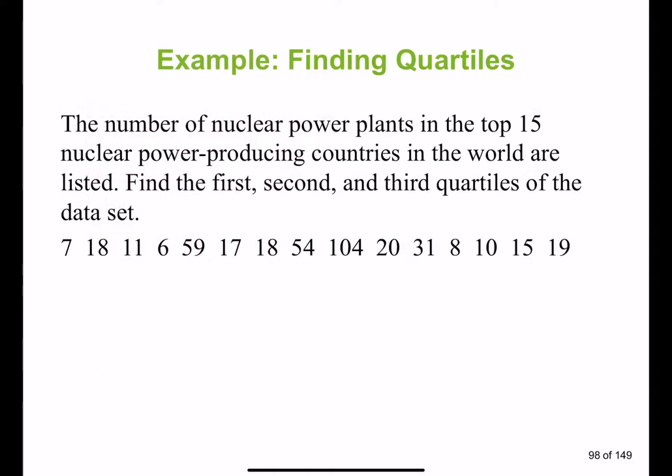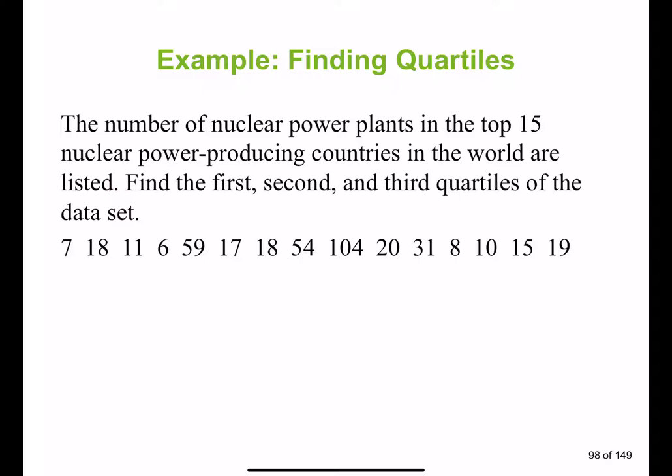Okay. So here is an example, finding quartiles. So let's see where we can use this quartile. The number of nuclear power plants in the top 15 nuclear power producing countries in the world are listed. Find the first, second, and third quartile of the data set. Okay, there are 15 countries, and every country has a certain number of nuclear power plants. So we need to find the first, second, and third quartile of the data set.